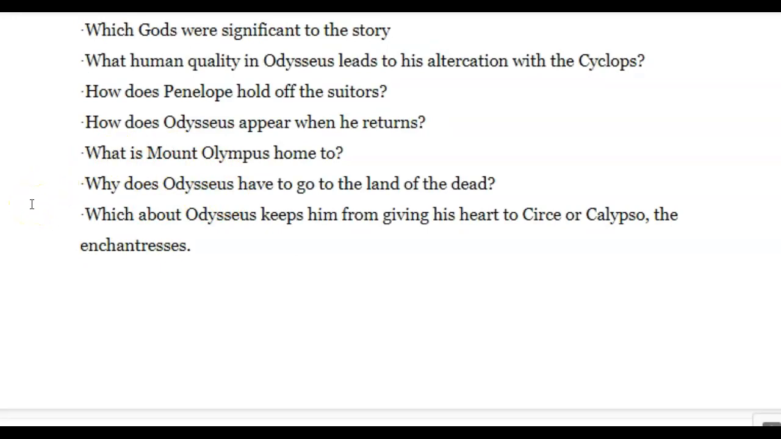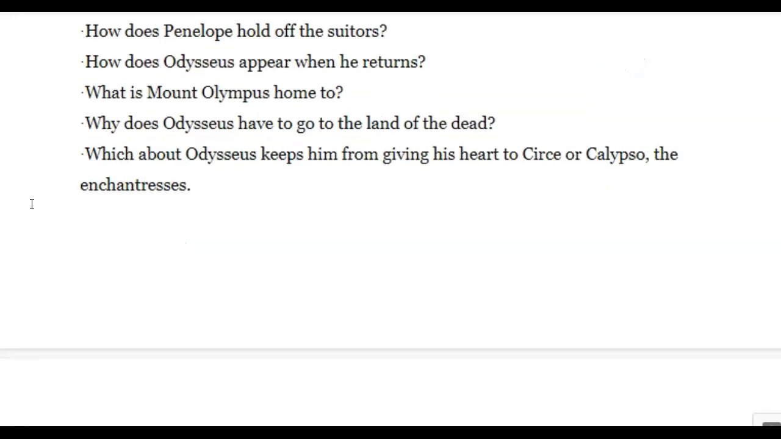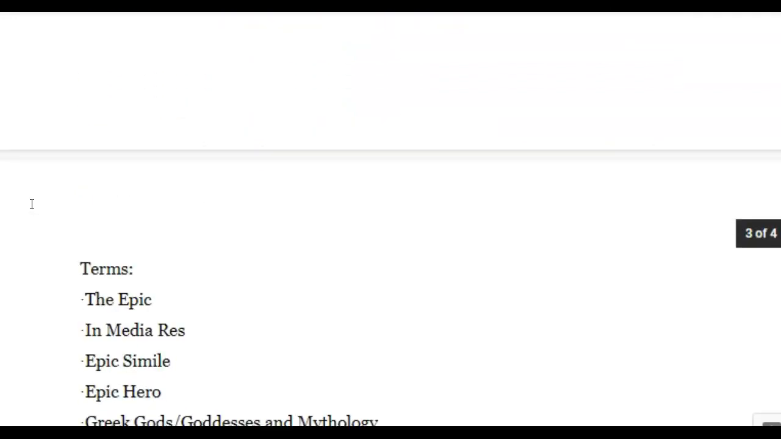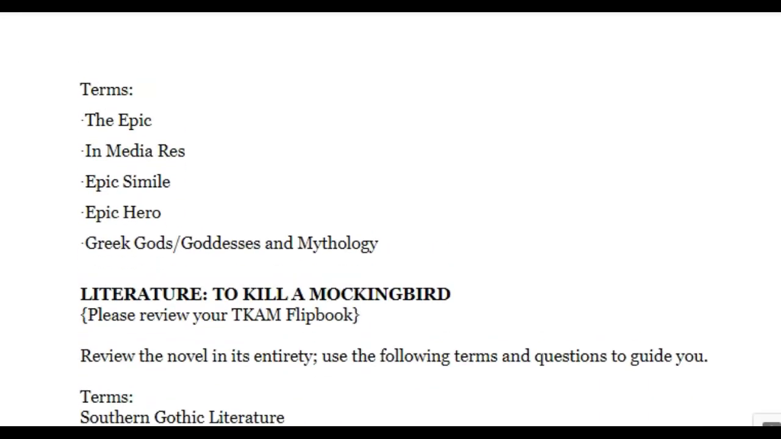Why does Odysseus have to go to the land of the dead? He has to go get his prophecy from Tiresias. And remember, he runs into his mom while he's down there. He doesn't know his mom is down there. What about Odysseus keeps him from giving his heart to Circe or Calypso, the enchantresses? Yeah, his wife. He wanted to go back home to his wife. That is so nice of him.